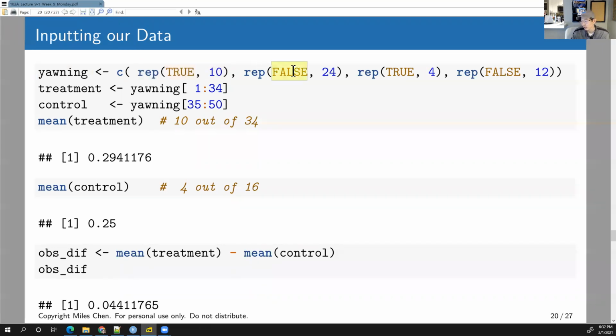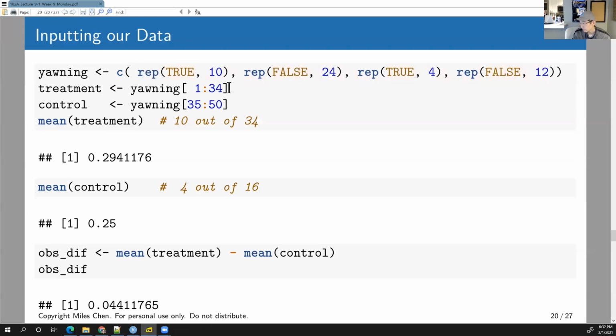FALSE represents that they didn't yawn. So we're going to say 10 TRUE and 24 FALSE. This represents the first 34 people, the 10 who yawned and 24 who didn't yawn in the treatment group. Then in the control group, we had 16 people, 4 of them yawned and 12 did not. So I have this vector of TRUE and FALSE values, a logical vector of length 50.